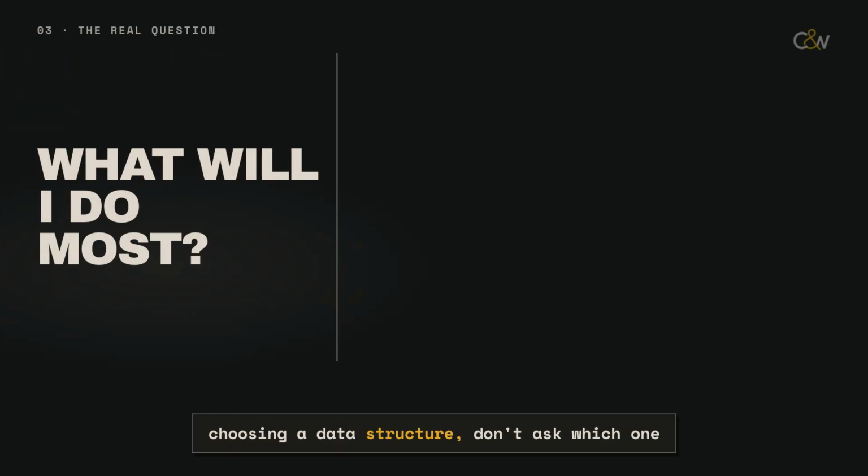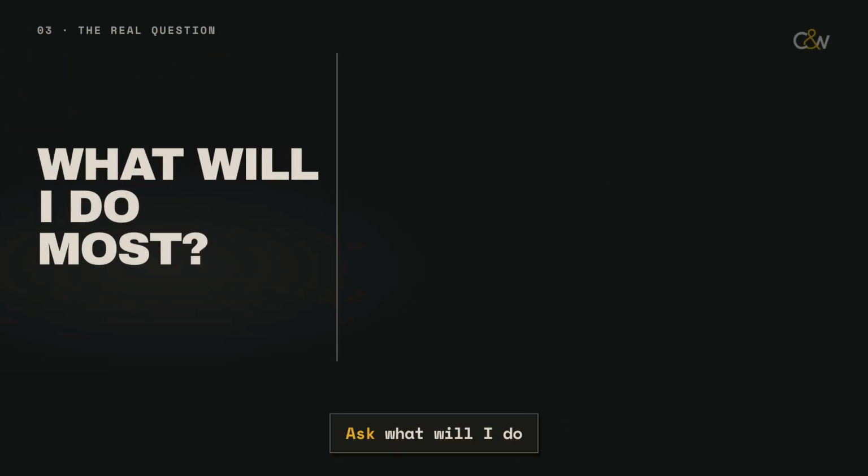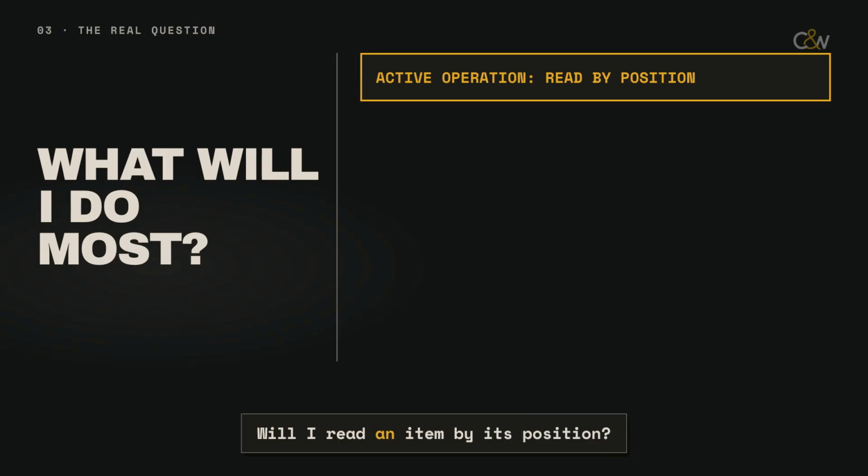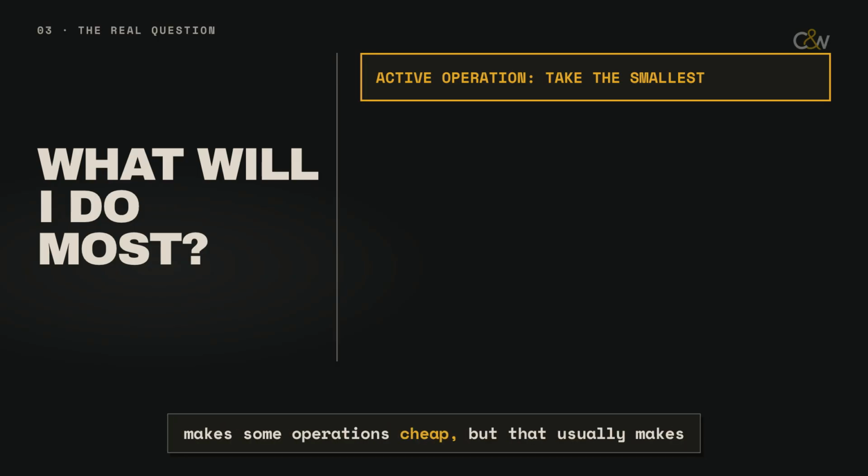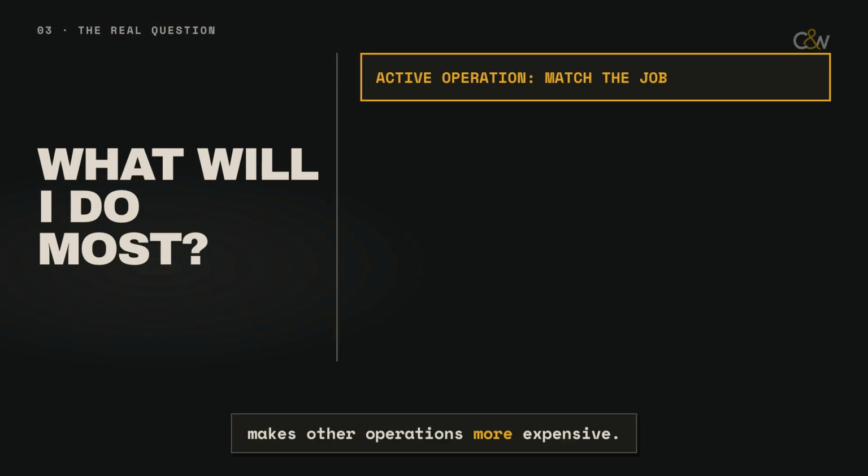Before choosing a data structure, don't ask which one is the best. Ask, what will I do most often? Will I read an item by its position? Search by a name? Add new items at the end? Remove items from the middle? Always take the smallest item first. These actions are called operations. A structure is useful because it makes some operations cheap, but that usually makes other operations more expensive.